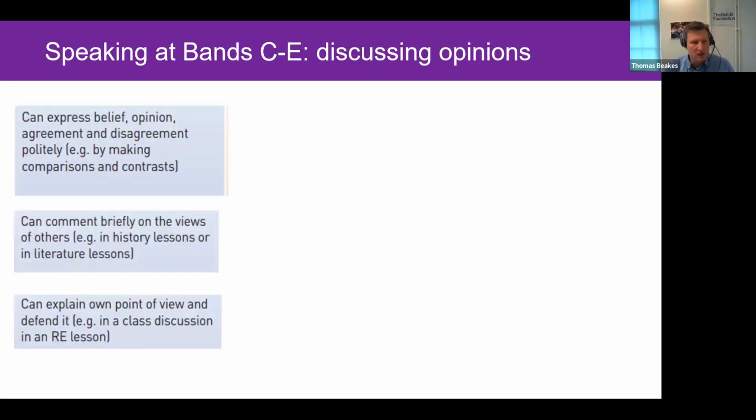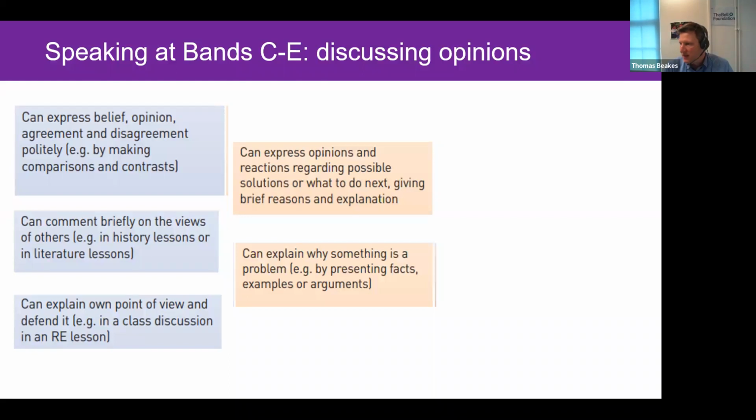So I'm going to show you some examples of descriptors at each band, C to E, that relate broadly to discussing opinions. There may be other descriptors that relate to this too, but I'm showing you these as some examples. So in band C, we can see here that the descriptors are talking about expressing belief and opinion, agreement and disagreement, and it talked about things like making comparisons and contrasts.